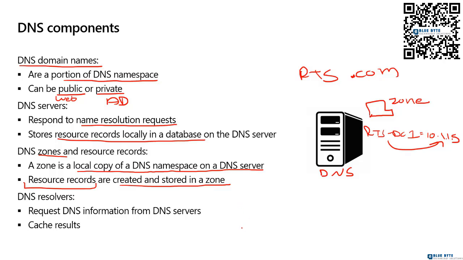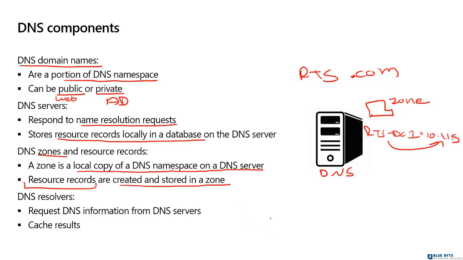Now the other part of this, DNS resolvers. The resolver is a client computer. So if I have, we'll say, Win 10, a Windows 10 computer, this would be a DNS resolver. It simply queries the DNS server to get a name resolved to an IP address. It then caches that information. Now let's take a detailed look at this name resolution process itself.